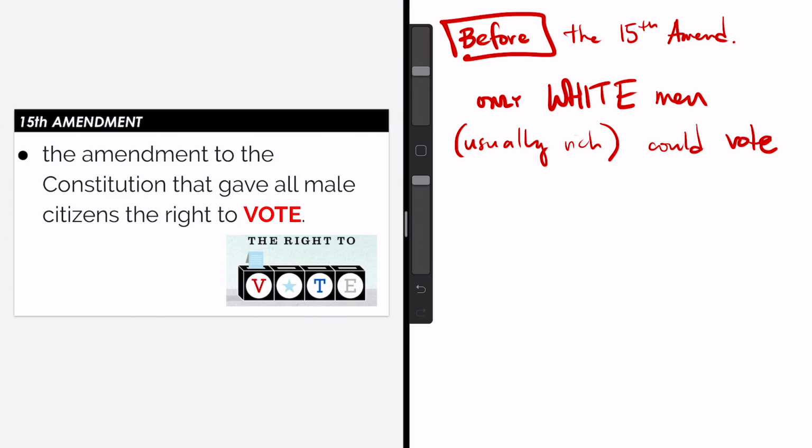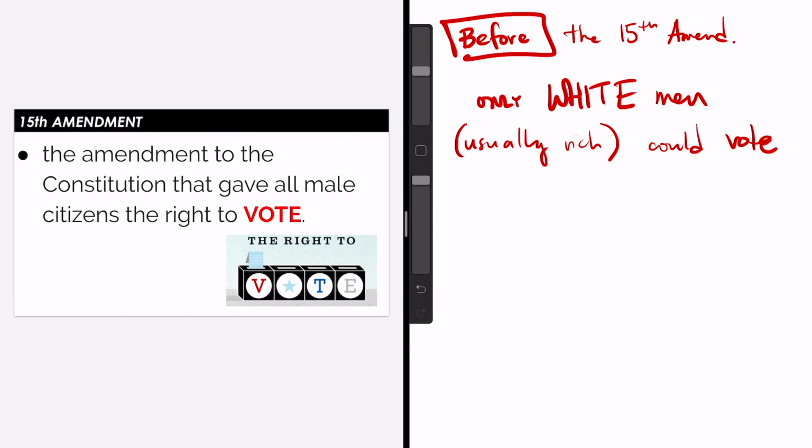So this amendment was created to try and make even the rights of white men and black men. This amendment was developed to give black men the ability to vote, to kind of counterbalance the power that white men had in the country for so long and still kind of do. So before the 15th Amendment, only white men could vote.